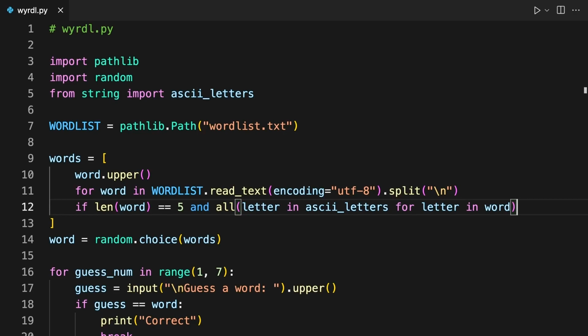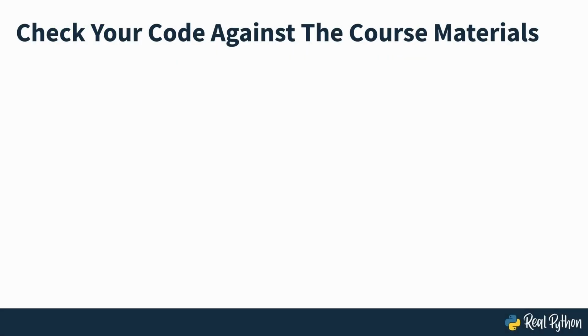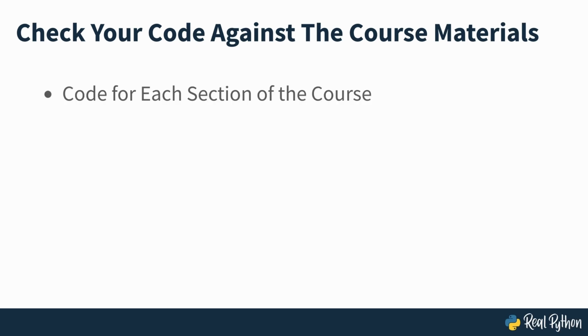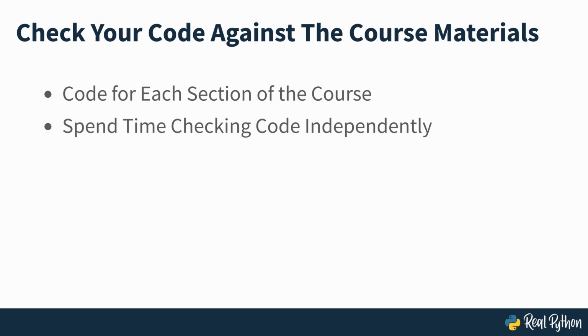Remember that you can check your code against the code in the course materials if you have any problems running the game. There are versions of the files included for each numbered section of the course, so you should be able to get back on track if you need to, but also remember that it's worth spending some time looking at code that doesn't work and seeing if you can figure out what's happening that isn't intended. This is a key skill that you'll use a lot.